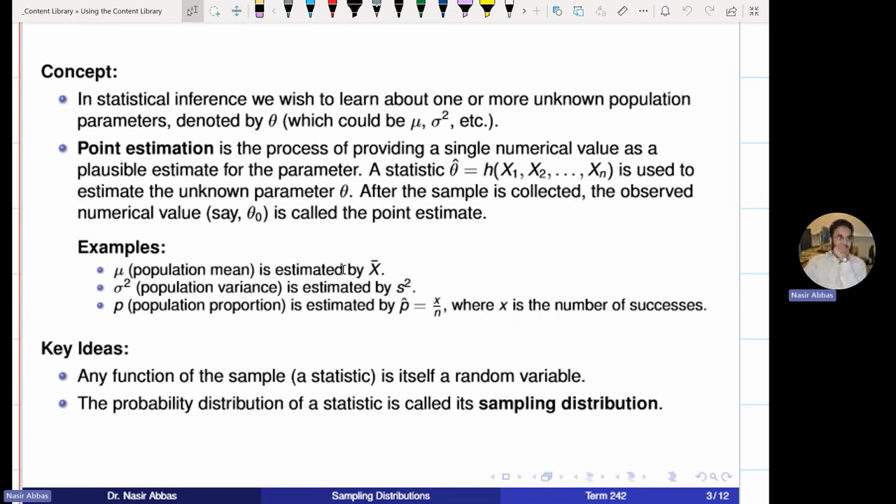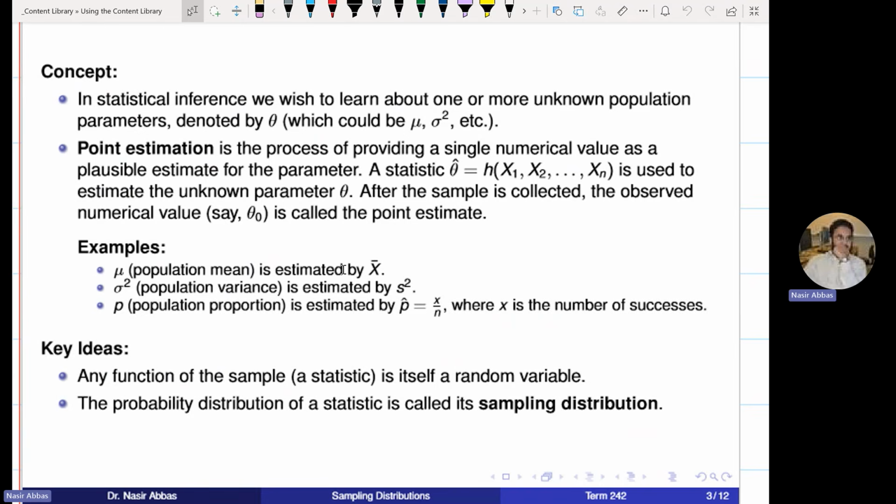The usual notation for the unknown parameter is theta. For example, mu is unknown, we call it theta. Sigma square, the population variance, is unknown. How do we estimate sigma square? Using the sample variance S square. How do we estimate the population mean? Using the sample mean X bar, and so on.